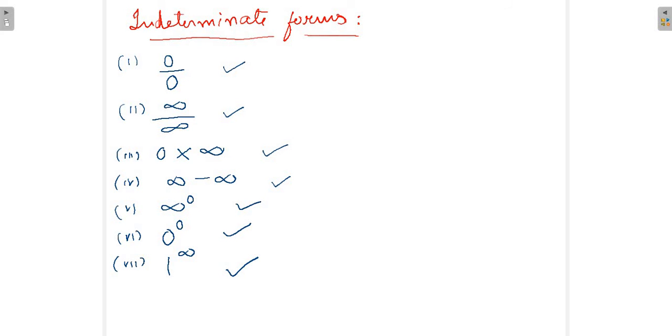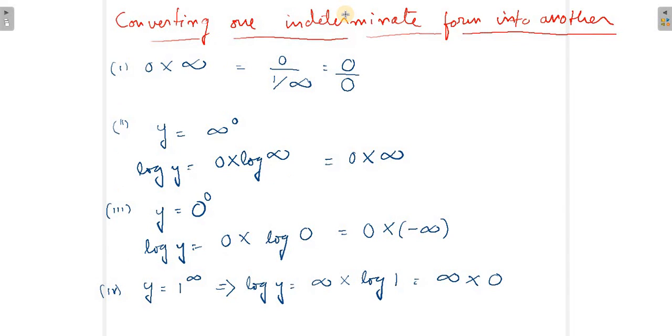Now next we are going to see how we can convert one indeterminate form into another.